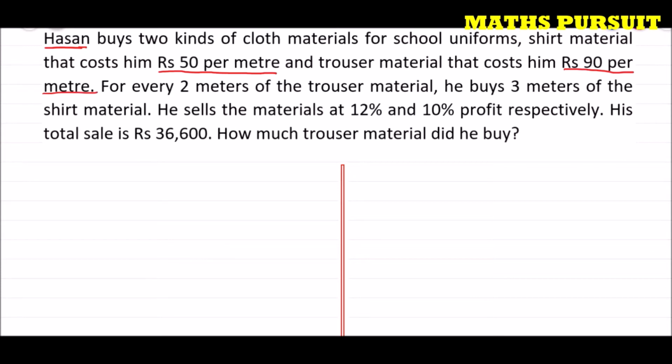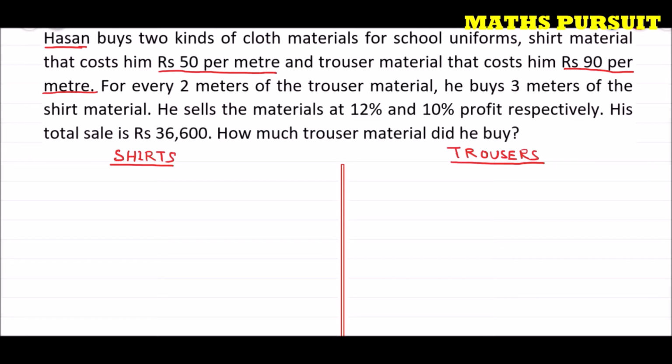Now, guys, I have prepared here two columns. In one column, I will work out for shirts, and in the next column, I will work out for trousers. So guys, I have kept shirts in the left column and on the right side column I have kept trousers.